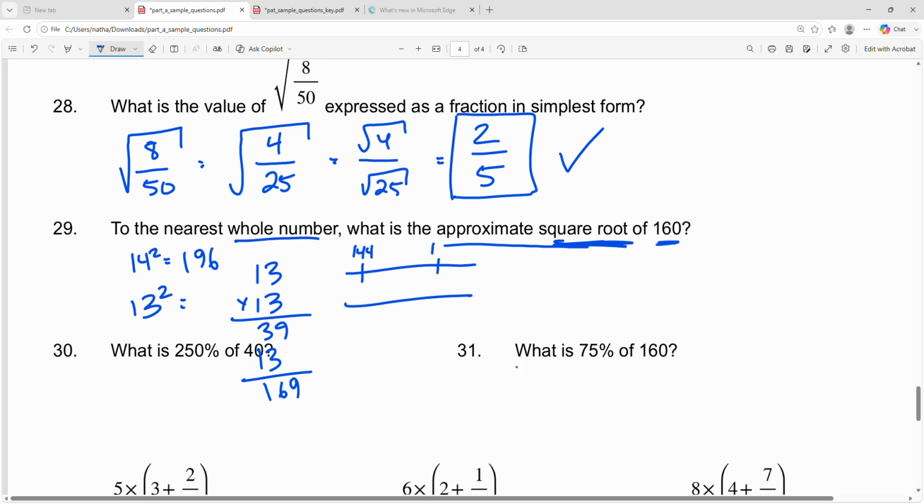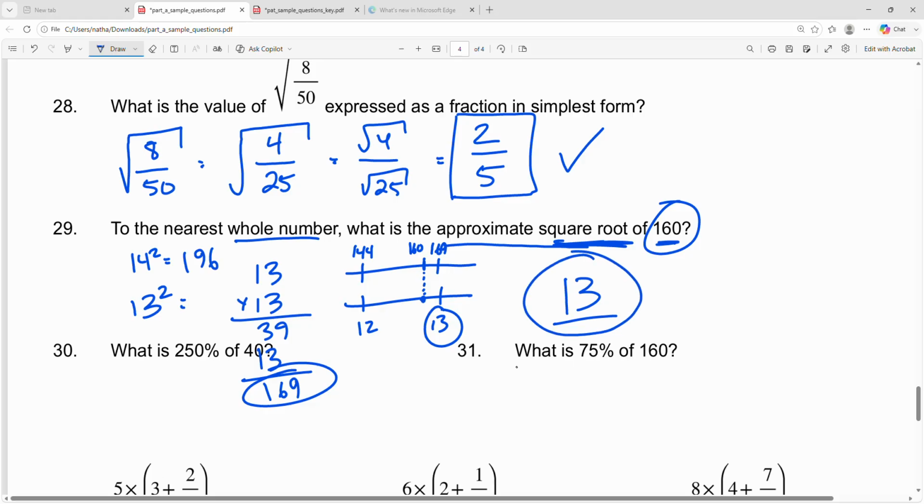144 is way over here. 169 is here, giving us a square root of 12 here, and 13 here. So 169 is very close to 160. So that's going to be our square root to the nearest whole number. So 169 gives us 13. 160 would be here, a little bit less than 13 as a square root. So it would be 12 point something, but close to 13. So 13 is our square root. That is the closest.